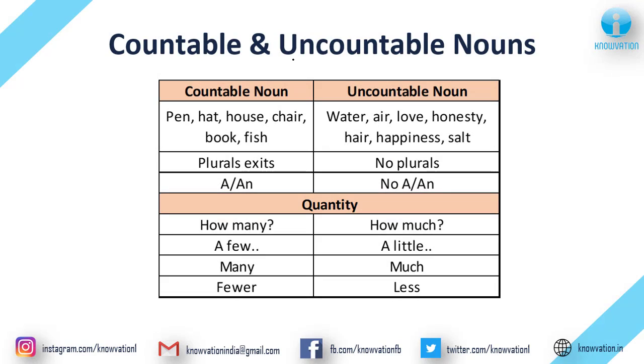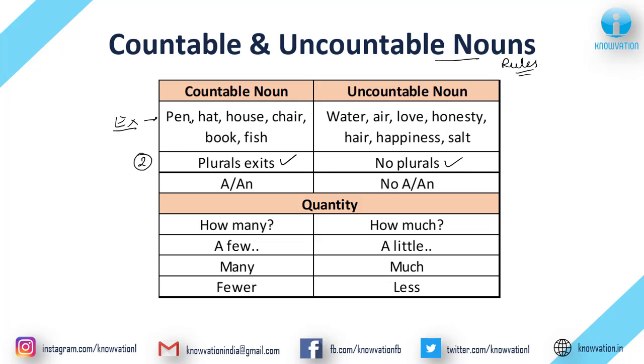All right friends, now we will see some important rules related to countable and uncountable nouns. So first we have seen the examples of both countable and uncountable nouns. The next important rule is related to plural existence. For countable nouns, plurals exist, but for uncountable nouns, plurals do not exist.